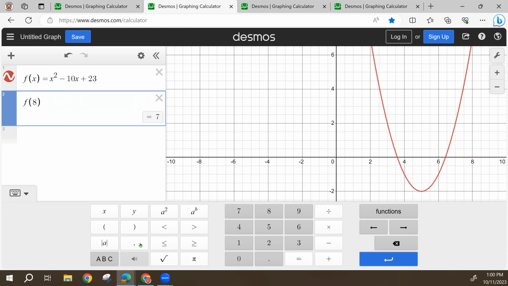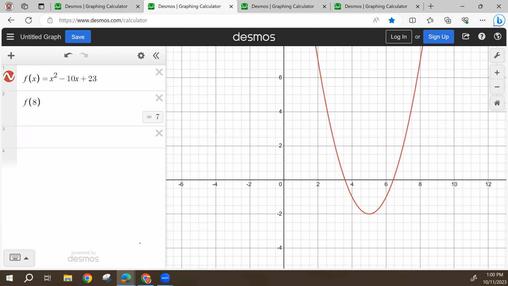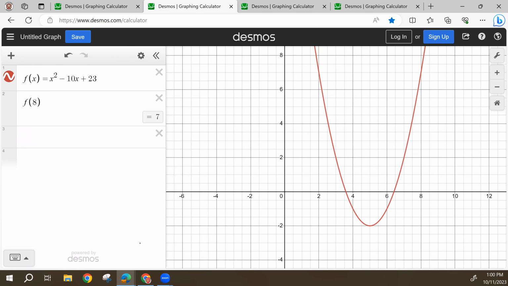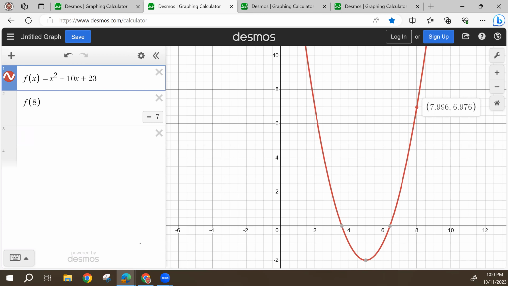It's going to tell us that our function is 7 when x is 8. And I can actually plot that point, or I can go find that point. When x is 8, I'm pretty close. Yep, when x is 8, y is 7. So that's what this means.